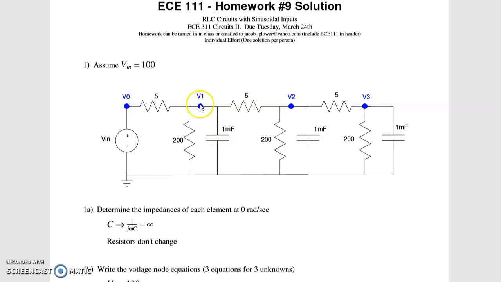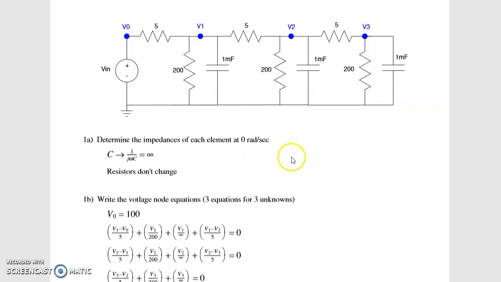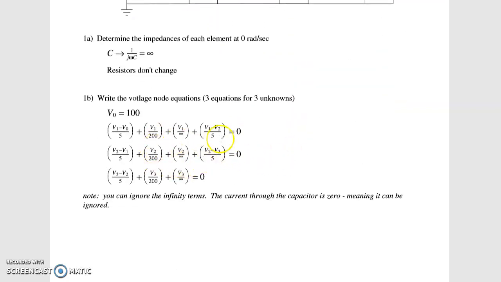Now I want to write the node equations. That's the current leaving: (V1 minus V0) over 100, plus (V1 minus 0) over 200, plus (V1 minus V2) over 5. Likewise, node 2 and node 3 give you 3 equations, 3 unknowns. 4 equations and 4 unknowns if you include V0 equals 100.